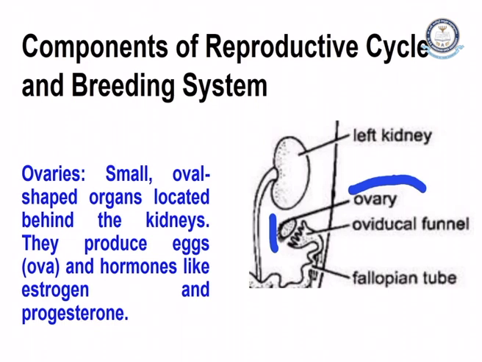Now, we will learn about the components of the reproductive cycle, the breeding system, in detail. Ovaries are the structures present just below the kidneys, small oval shaped organs located behind the kidneys, and they produce the eggs or ova and hormones like estrogen and progesterone. These are the two important hormones of the female reproductive system.